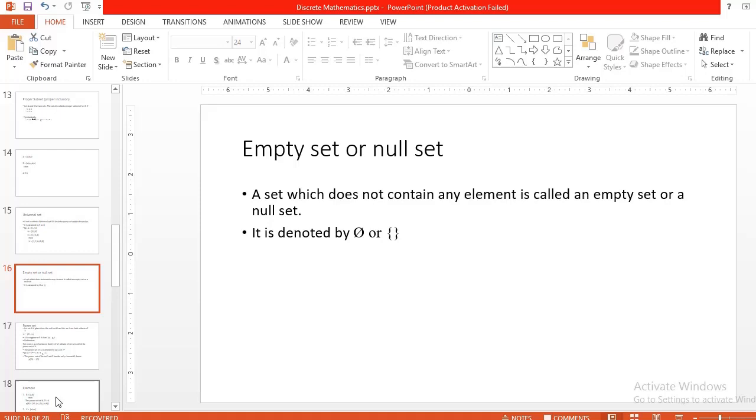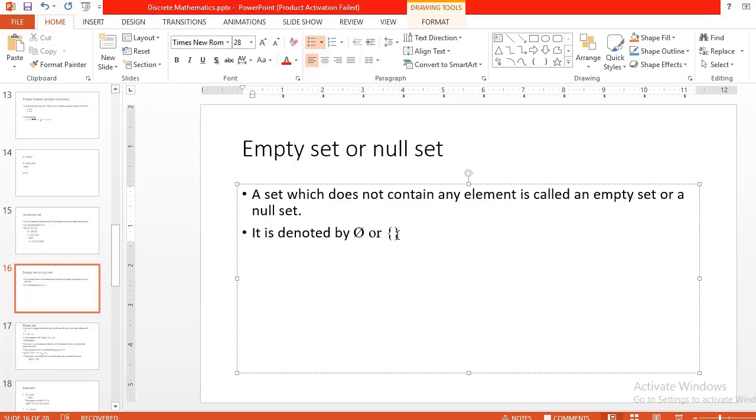Set or the null set. So you can call it the empty set or the null set. A set which does not contain any element is called an empty set or a null set. So that set does not contain any element, and it can be denoted by phi. This is also denoted by empty curly braces. Okay, so by using these two symbols you can denote the empty set or the null set.